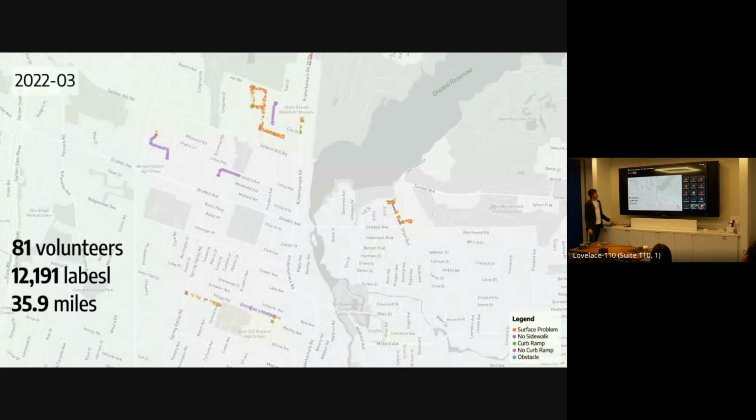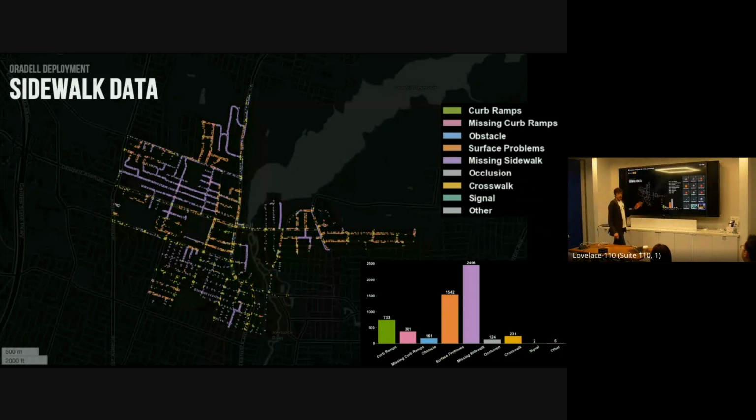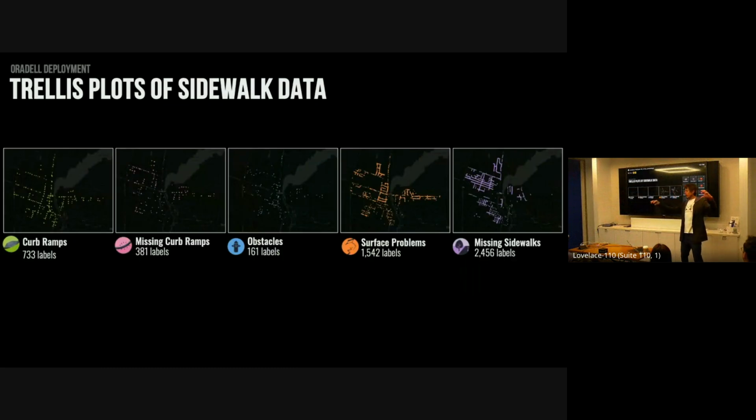So this is a time lapse. This was work led by Chu Lee, my PhD student. Time lapse of the data. When you see major bumps in the data, that's when we run our mapathons with them. So here again is a top-down visualization. You can also pull this out as a trellis plot, which allows different kinds of patterns to emerge.